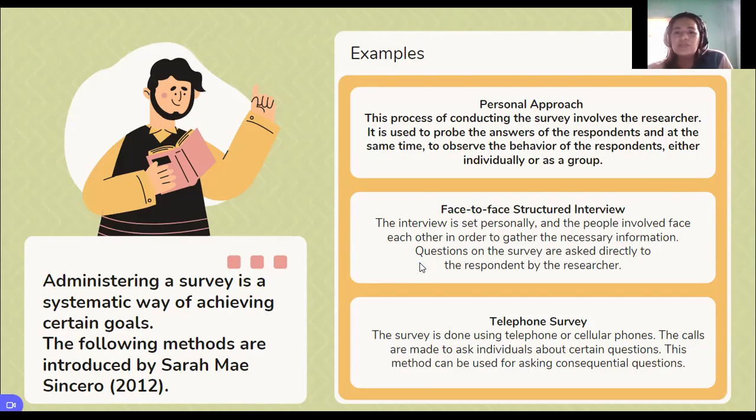So again, for person, it is considered a personal approach because you as a researcher are directly in contact with your respondent. The only difference is that for face-to-face, of course, you are with your respondent, while on telephone survey, you are making use of a telephone or cellular phone.